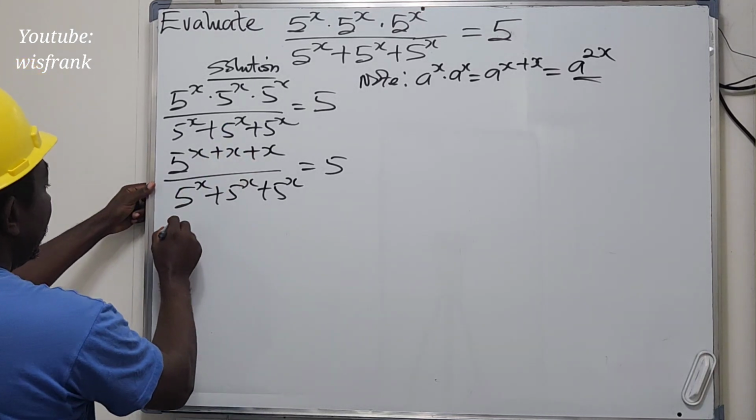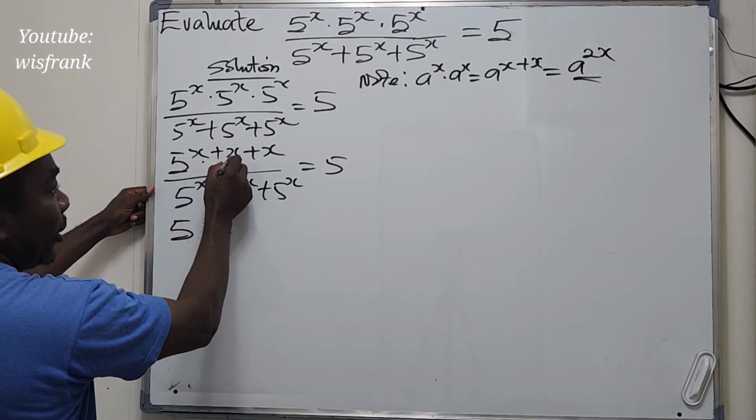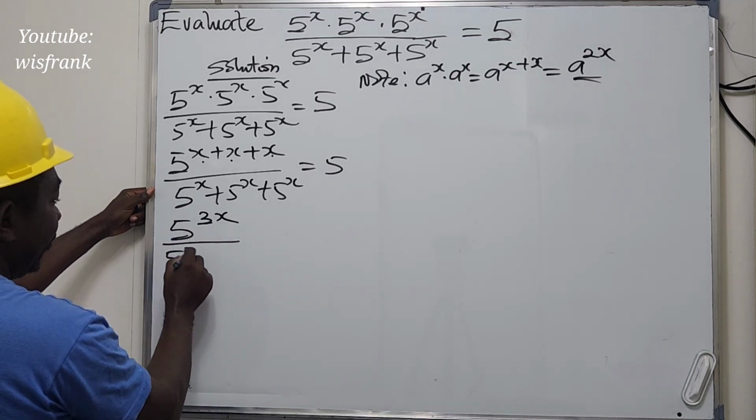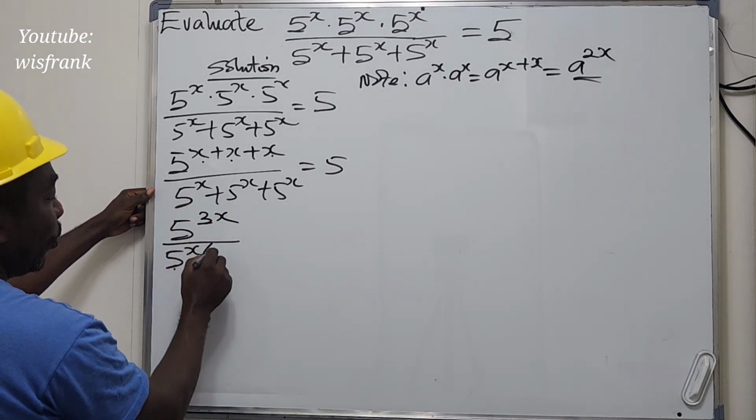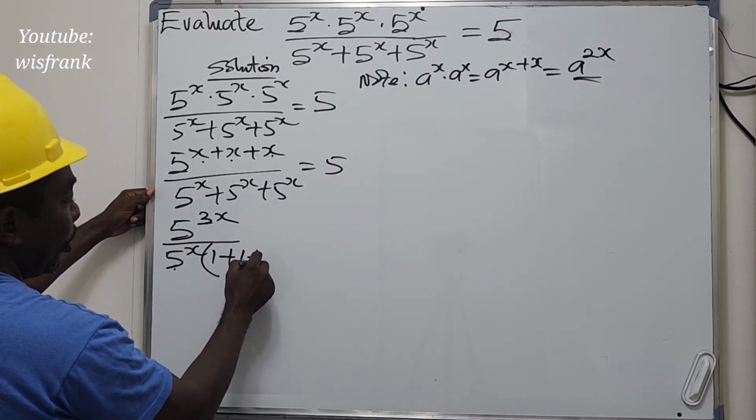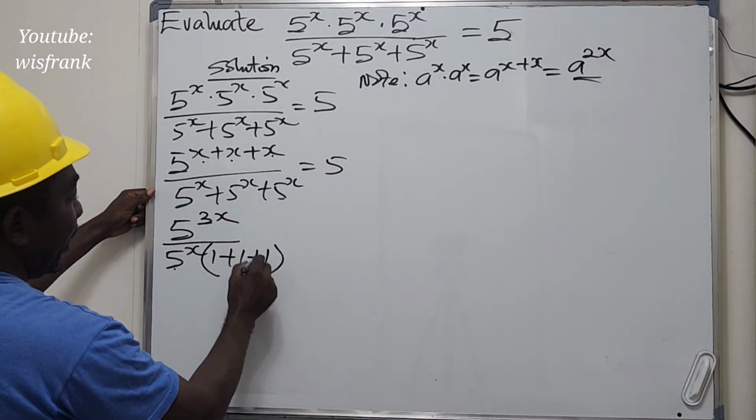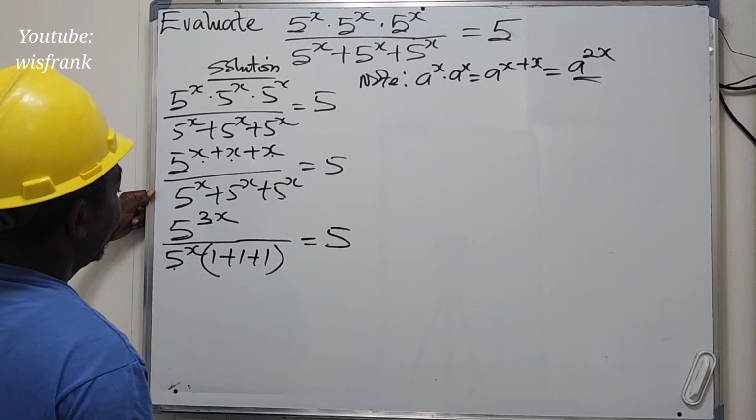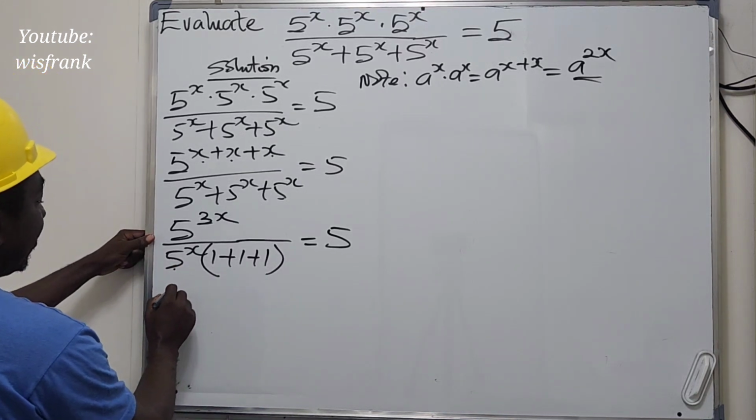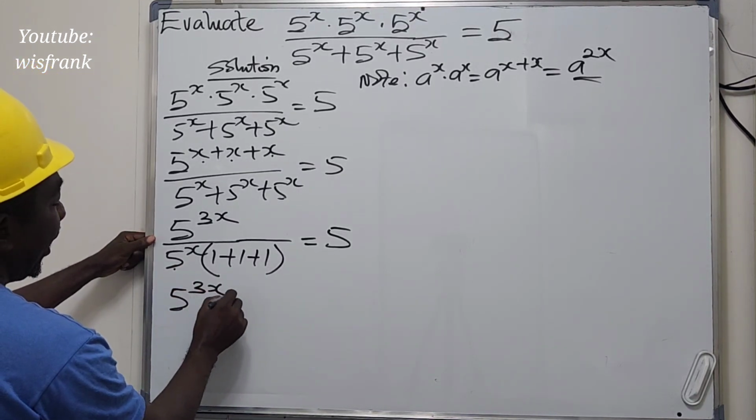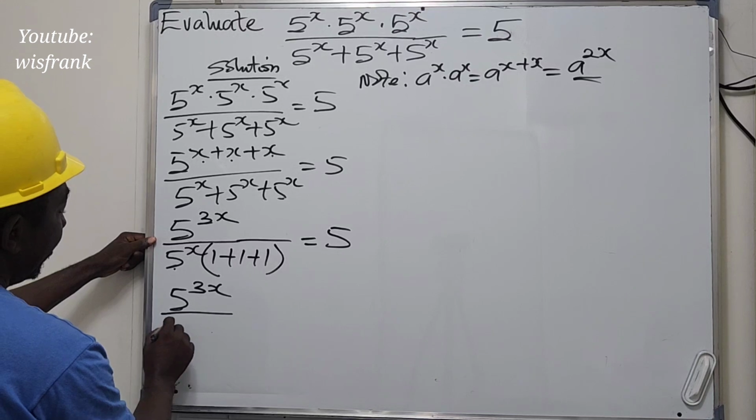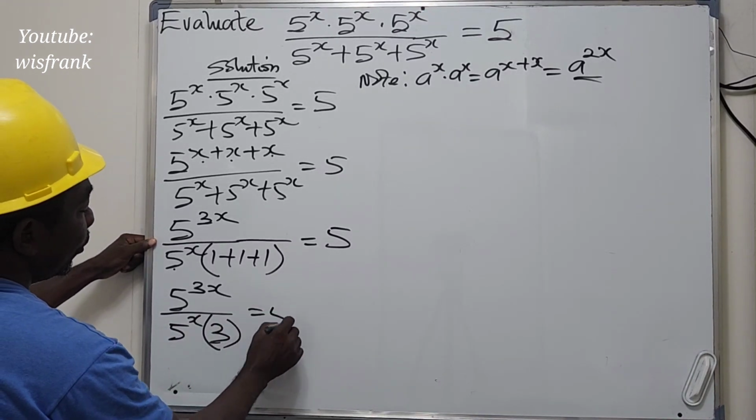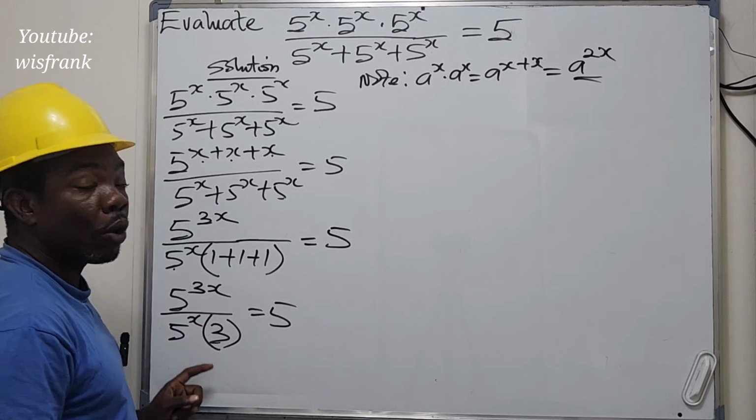So this one will become 5^(x+x+x), which gives us 3x, all over 5^x into, when we divide here by here, we get 1 plus 1 plus 1, all equals 5. So this is the same thing as 5^(3x) all over 5^x times 3 equals 5. So this is what we have now.